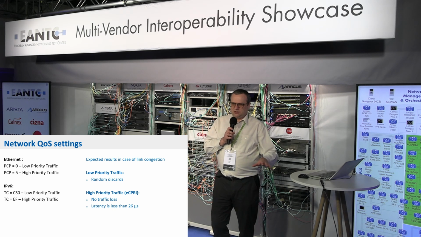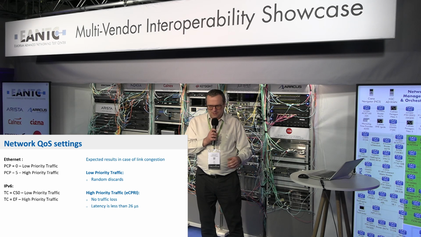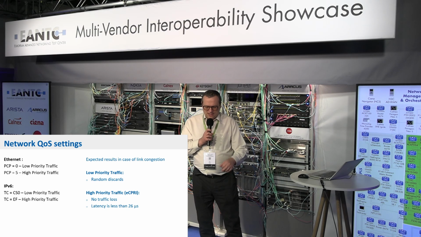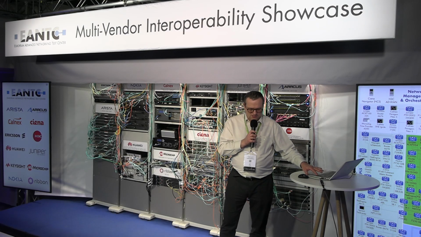All right. And then we use some prioritization, as I mentioned. In this example, prioritization settings are not standardized, so we just chose PCP number 5. For IPv6 DSCP, we use expedited forwarding for prioritization. And based on that, TSN profile A prioritizes this traffic with these prioritization settings.